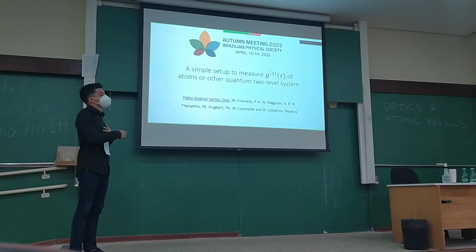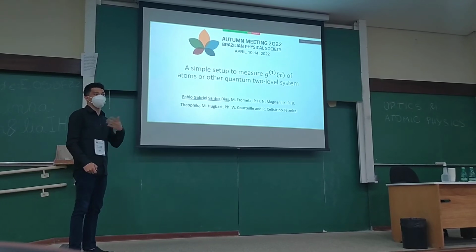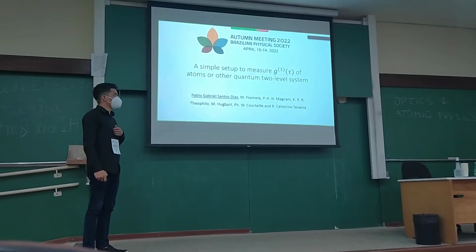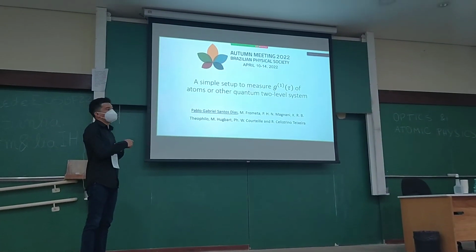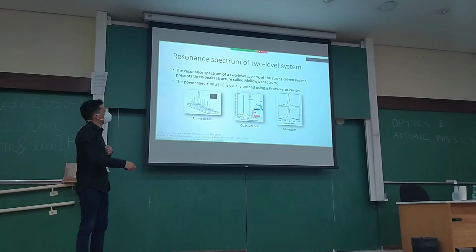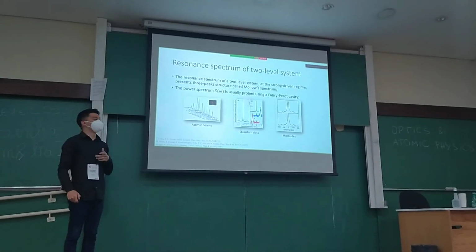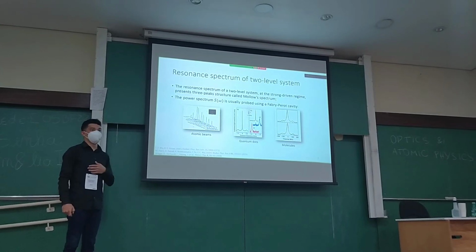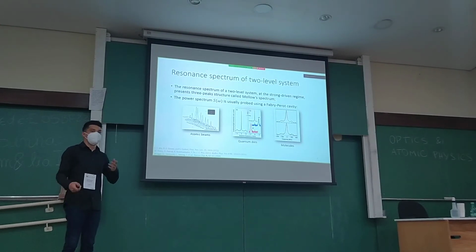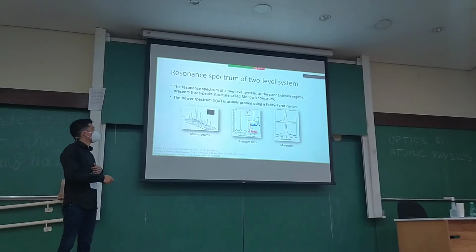So the first thing that I want to say is that I changed the title of the presentation a little to make it more clear. The title now is "A Simple Setup to Measure the G1(t) of Atoms or Other Quantum Two-Level Systems." The idea of this work is to revisit a topic that was very famous during the 60s, which is the resonance spectrum of an atom or other two-level system.